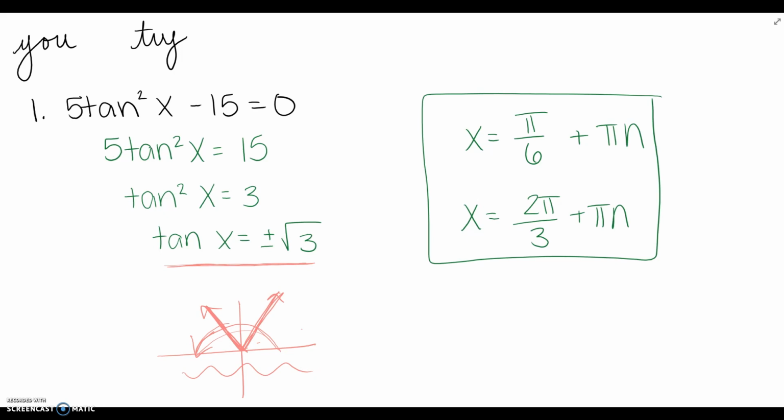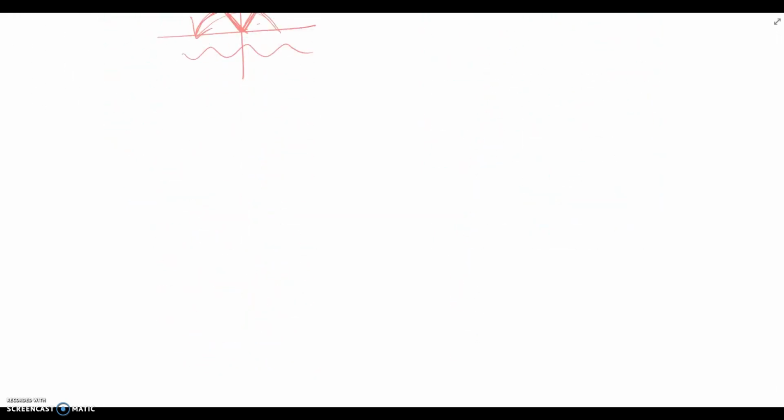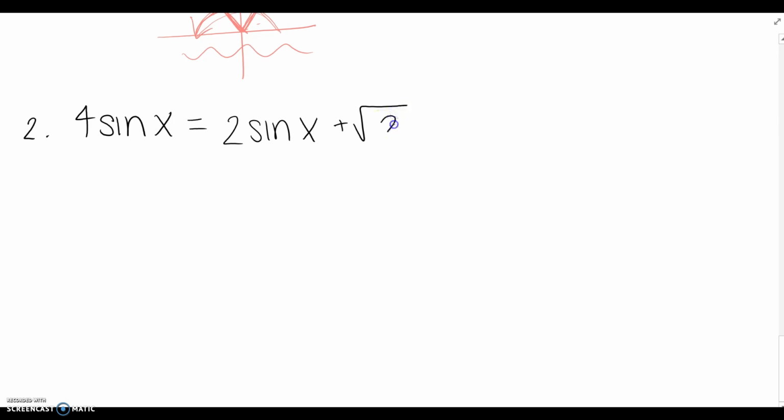Alright, here's a second you try. And again, once you have it written down, please pause the video and do this with your groups. So 4 sine of x equals 2 sine x plus the square root of 2.